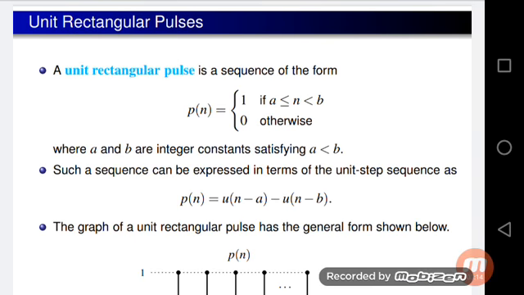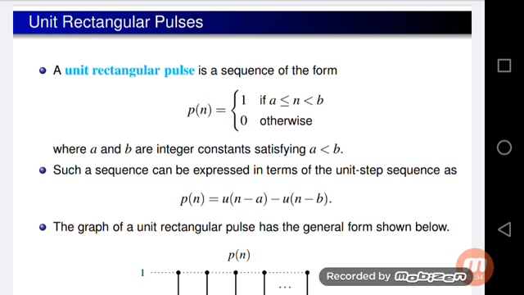Next one is unit rectangular pulses. A unit rectangular pulse is a sequence of the form v of n equal to 1 if a less than or equal to n less than b, 0 otherwise.